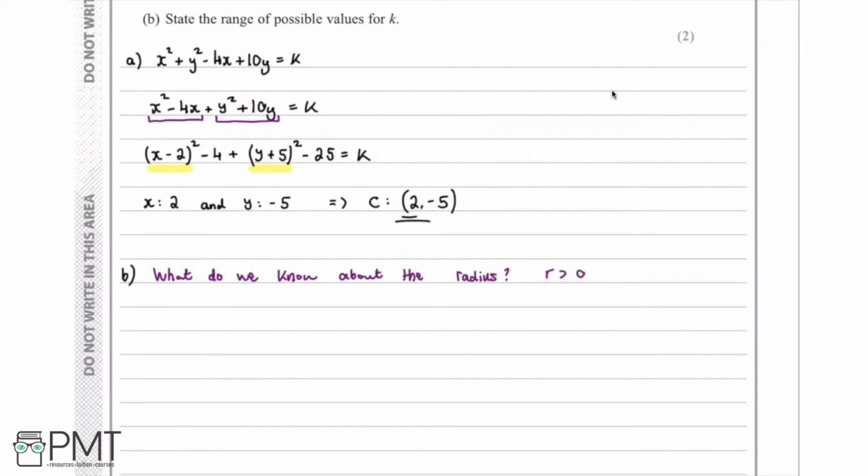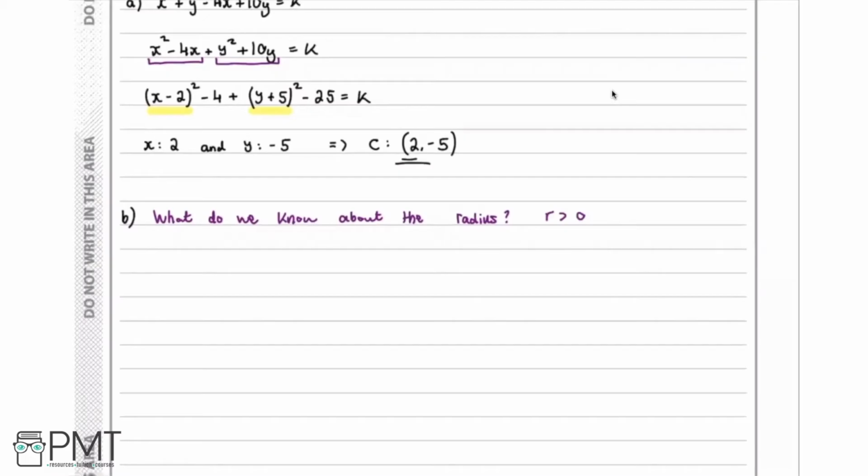So now we can take a look at the equation of the circle that we started to form from part A of the question. Let us just rewrite it here, but we can tidy it up a bit. -4 and -25 is equal to -29. So the new equation of the circle will be x minus 2 squared plus y plus 5 squared minus 29 is equal to k. So what we can do now is add 29 to both sides, and we now have this equation, which is the equation of our circle.